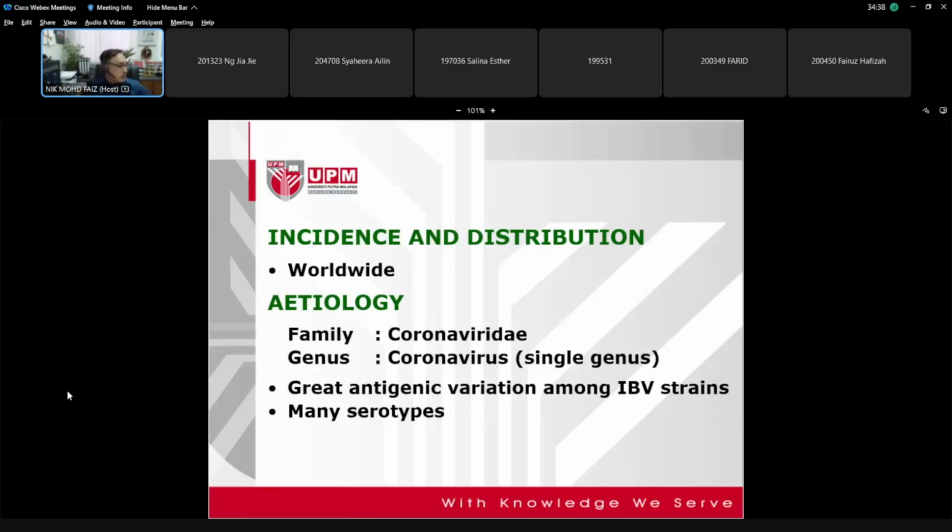Anybody want to answer? Quite the opposite of Newcastle disease. Newcastle disease only belongs to one serotype. But infectious bronchitis belongs to many serotypes. I've asked before, what is the definition of serotypes? Serotypes refer to the antigenic reaction, the immunology, the immune response towards it.